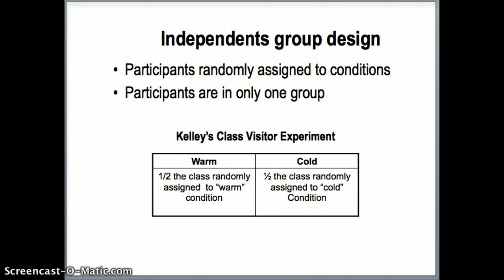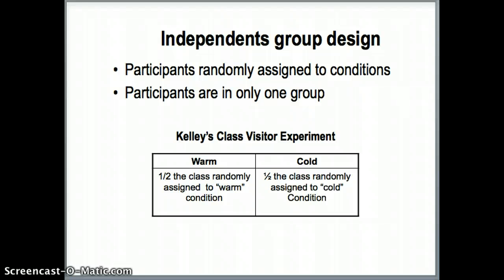So to give you a basic design that we've looked at before, we talked about Kelly's class experiment, where one half of the class was randomly given a flyer that described the visitor that was coming next class as warm and friendly and a really great lecturer and expert in their field. And the other half of the class was given the exact same flyer with almost the exact same description, except that half the class was given the cold description.